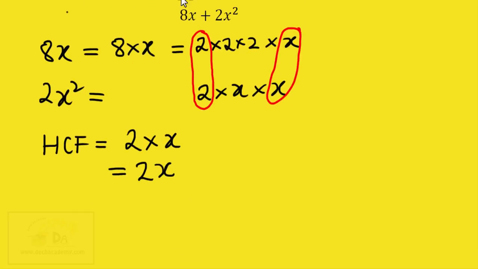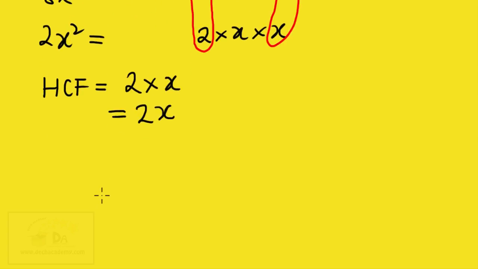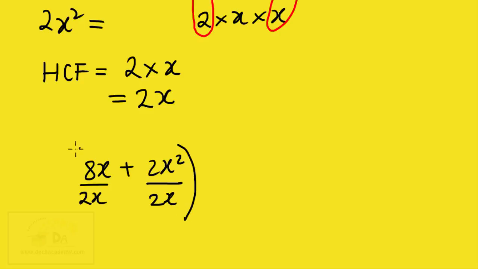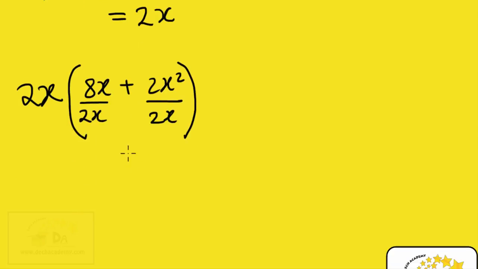Now to the final step. The original expression is divided through by the HCF. So actually, let's do it this way. The original expression, this, is divided through by the HCF, which is 2x, and the result obtained is multiplied by the HCF. 8x over 2x is what?